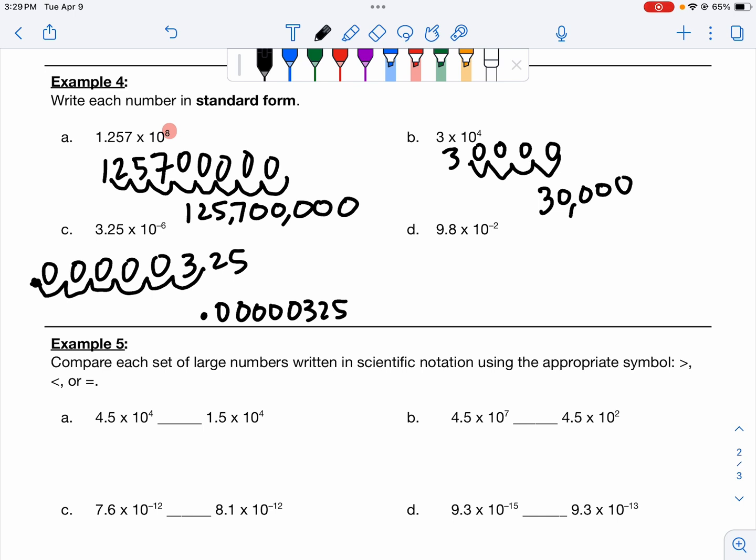All right, let's do the next one. We're going to write down 9.8. We are going to move it to the left twice: 1, 2. So we end up with 0.098. All right, let's talk comparing.